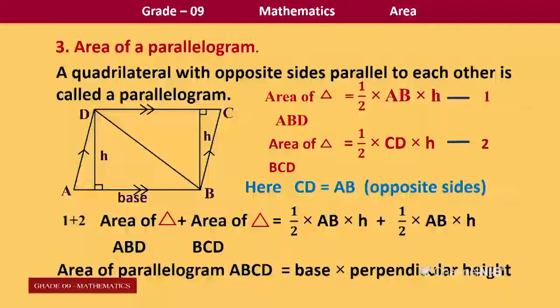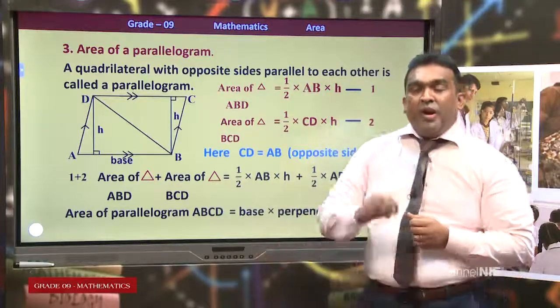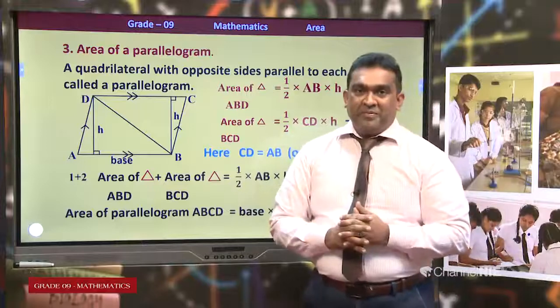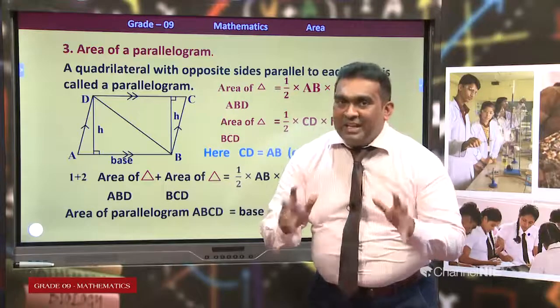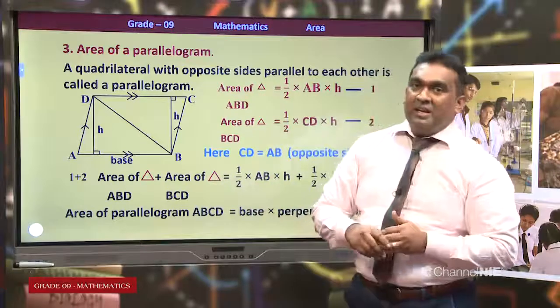Now, area of parallelogram ABCD. What is the name of AB? AB is the base. What is the name of h? Perpendicular height. Therefore, you have a general formula: area of parallelogram ABCD is equal to base into perpendicular height. This is a common formula for any parallelogram. Right? Then how to find the area of a parallelogram? Base into perpendicular height.